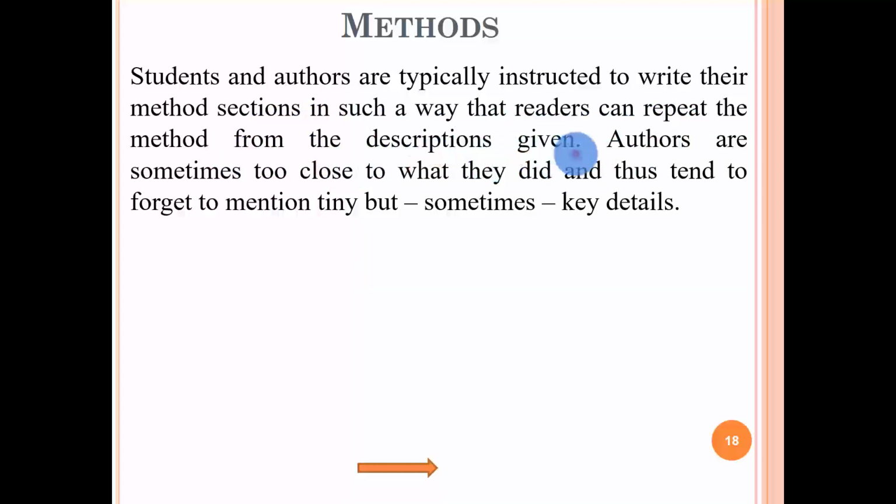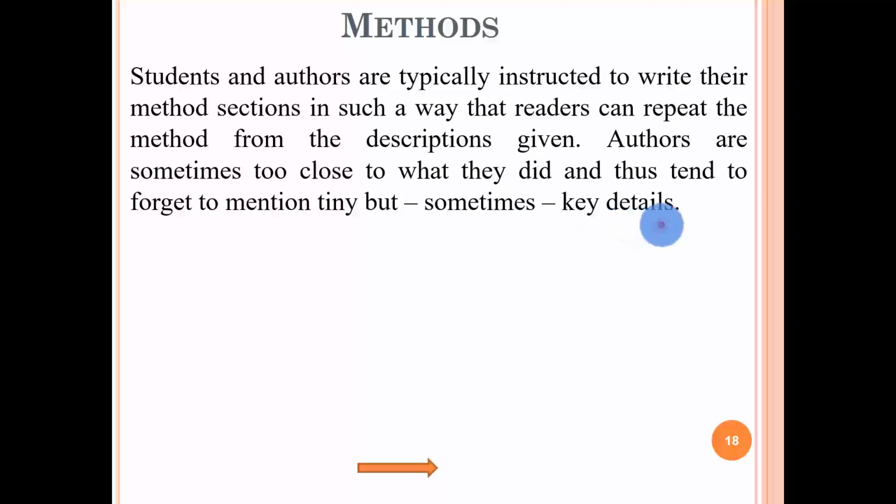This is very important. As authors, as researchers, we have to describe our method and make a good description without any ambiguity. Nothing should be vague, in such a way that any reader who's close to the area of research can repeat the method from the description. And this is very important because authors are sometimes too close to what they did and thus tend to forget to mention tiny but sometimes key details.